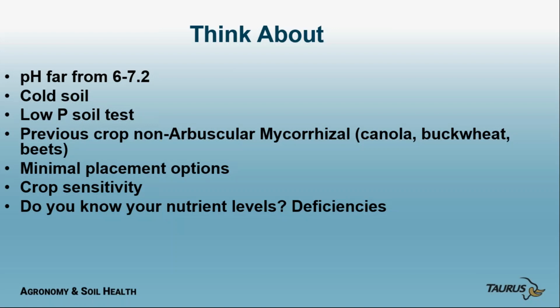Cold soils, low P soil tests are going to inhibit the access of phosphorus to your plants. A previous crop of non-arbuscular mycorrhizal organisms like canola, buckwheat, and beets will reduce the availability of P. We have minimal placement options, so be aware of what those placement options are and the amount you can put in there and which products you're going to put in there, because it makes a difference. We have crop sensitivity relative to that placement.